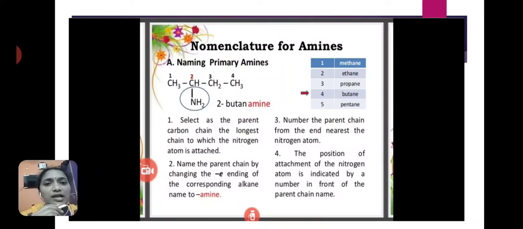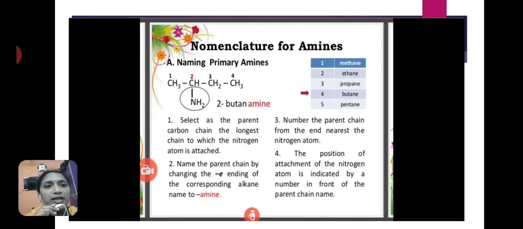In the previous class, we completed the preparation methods of amines, and some physical properties also we have discussed. Today's topic is nomenclature of amines and chemical reactions of amines. Here, nomenclature of amines, naming primary amines.